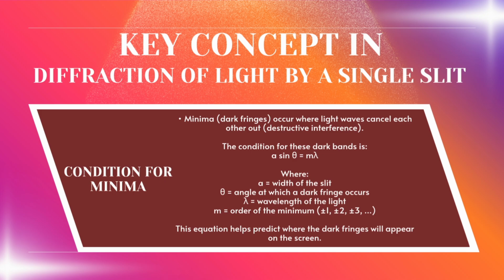And last but not least is the condition for minima. The condition for destructive interference or minima in single slit diffraction is given by this formula: a sin theta equals m lambda, where a is the slit width, theta is the angle to the dark fringe, lambda is the wavelength of light, and m is an integer. This equation helps predict where the dark fringes will appear on the screen.